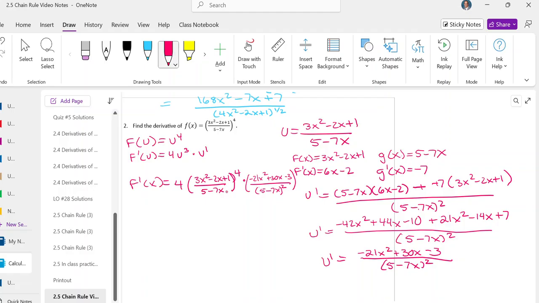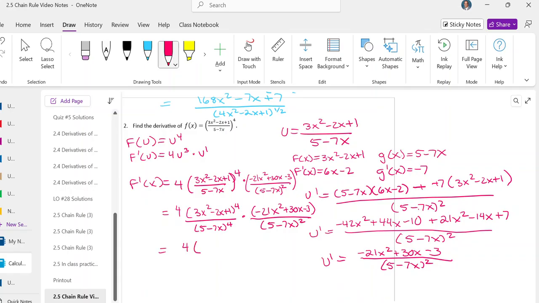Now, here, since we have a fraction, this you can take as (3x squared minus 2x plus 1) to the fourth over (5 minus 7x) to the fourth, right? If it's being raised to the fourth power as a fraction, that means each one is. And the reason why I would do that is because now, notice you have the same term on the denominator.